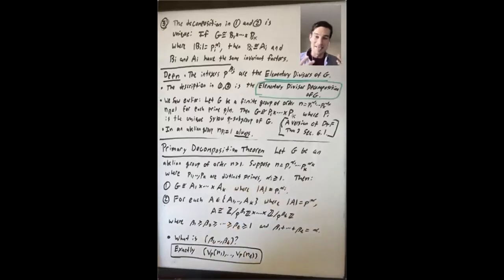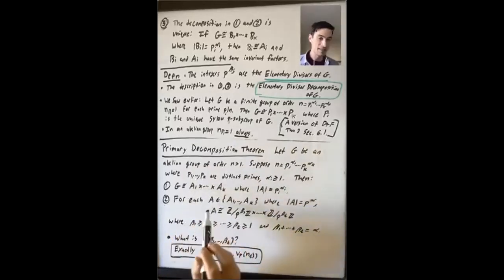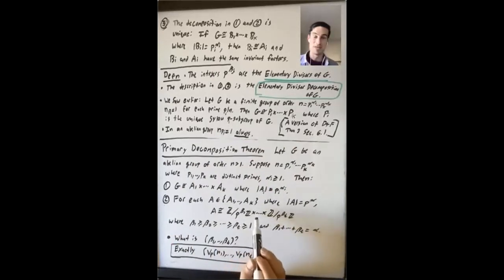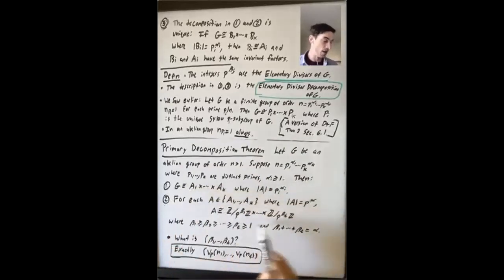So where's the meat in this primary decomposition theorem is that it's not clear at all that each one of these Sylow pi subgroups decomposes as a direct product of groups that look like Z mod p^beta1 Z cross Z mod p^beta2 Z, and so on. So the interesting thing going on here is statement 2, that you can decompose each one of these prime power order subgroups in a nice way as a direct product of cyclic prime power order subgroups.